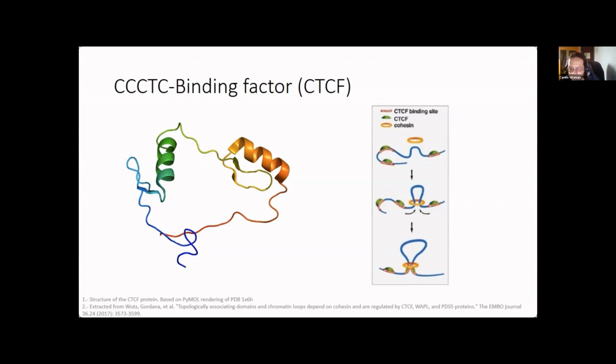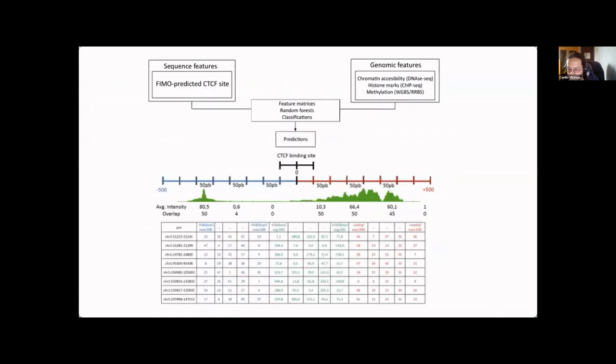Since CTCF binding is a problem that has not been completely resolved, we decided to generate a new method that uses genetic and epigenetic information to predict proper CTCF binding, with the idea of contributing new insights to the CTCF binding landscape. We used the following strategy for the predictor. We used FIMO and the CTCF weight matrix to find CTCF binding sites in the genome.